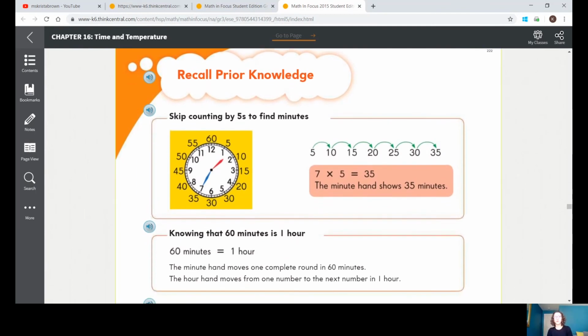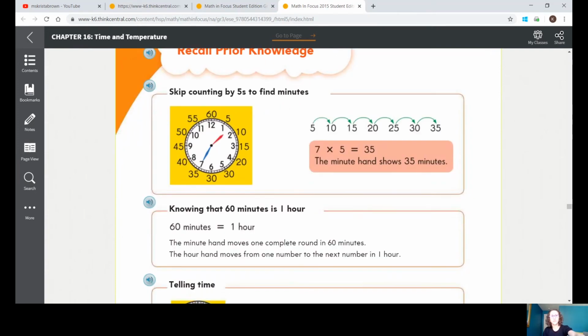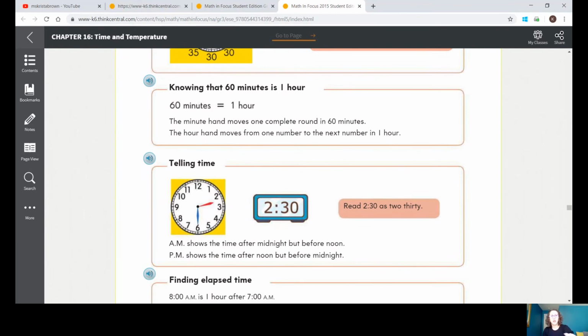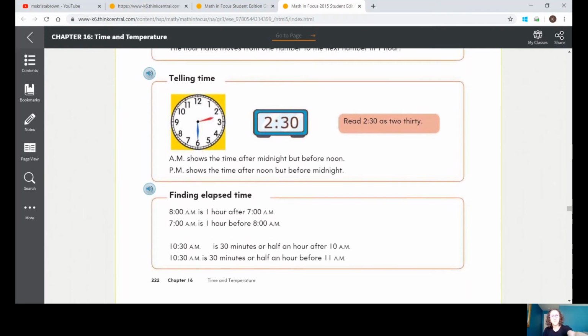You might have learned a little bit about time last year in second grade, but that was a while ago. So let's do a quick little review. The first box says that you can skip count by fives to find minutes. That's very helpful. We've practiced that a lot this year. Knowing that 60 minutes is 1 hour, definitely memorize that. That is super important. And once you memorize that, it doesn't change, which is lovely. Telling time, so AM shows the time after midnight but before noon, and PM shows the time after noon but before midnight.